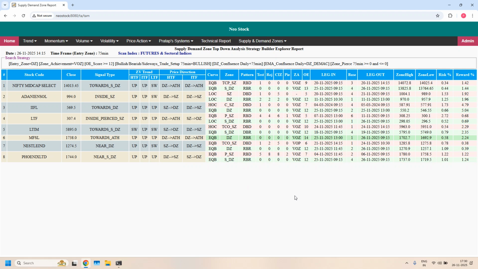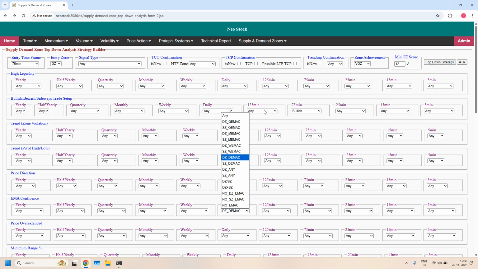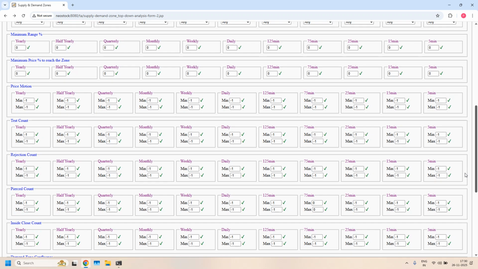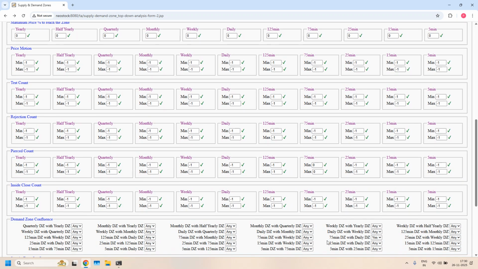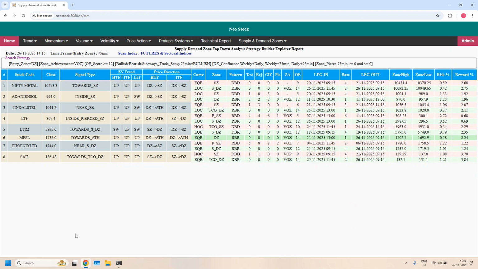Okay, next I will generate the report based on the second strategy. Second strategy. Before going, I am removing the ITF EMA filter. Next, in the demand zone confluence, 3 filters we have to set: 75 minutes and daily, 75 minutes and weekly, daily and weekly demand zone confluence. By enabling all the 3 filters, we got 8 stocks. In all the 8 stocks, all these 75 minutes demand zones are overlapped with daily demand zone, both together again overlapped with weekly demand zone.